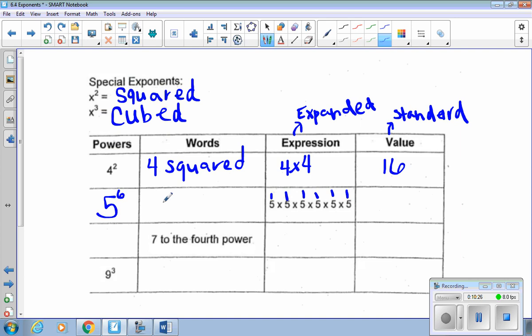So if I say that out loud, it's 5 to the 6th power, which means if I write it in words, it's 5 to the 6th power.